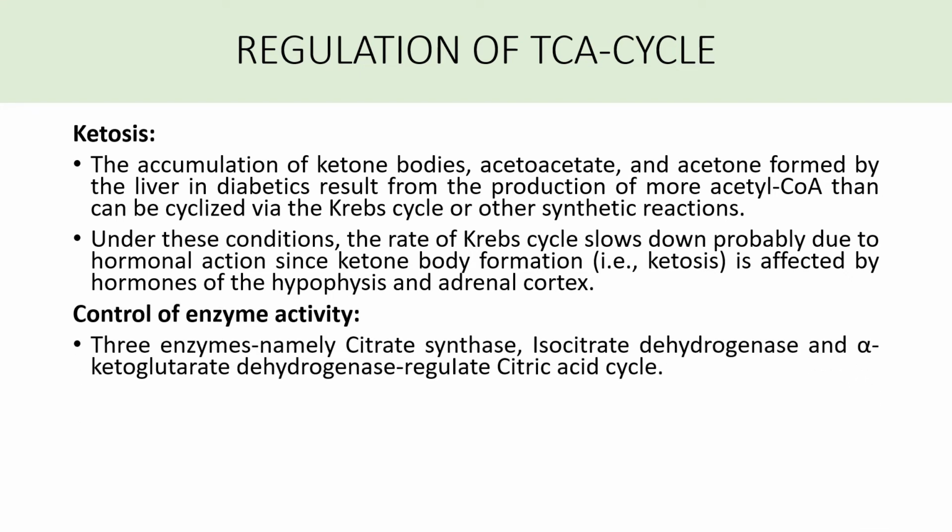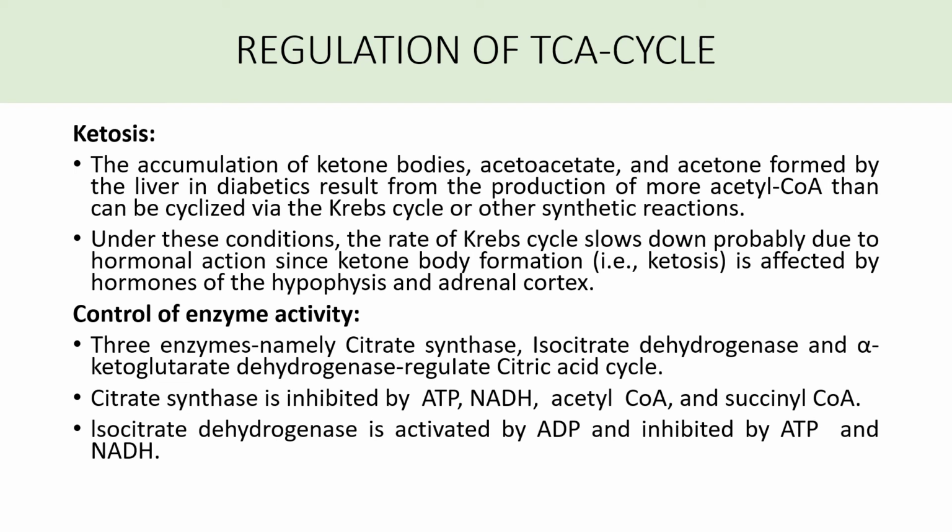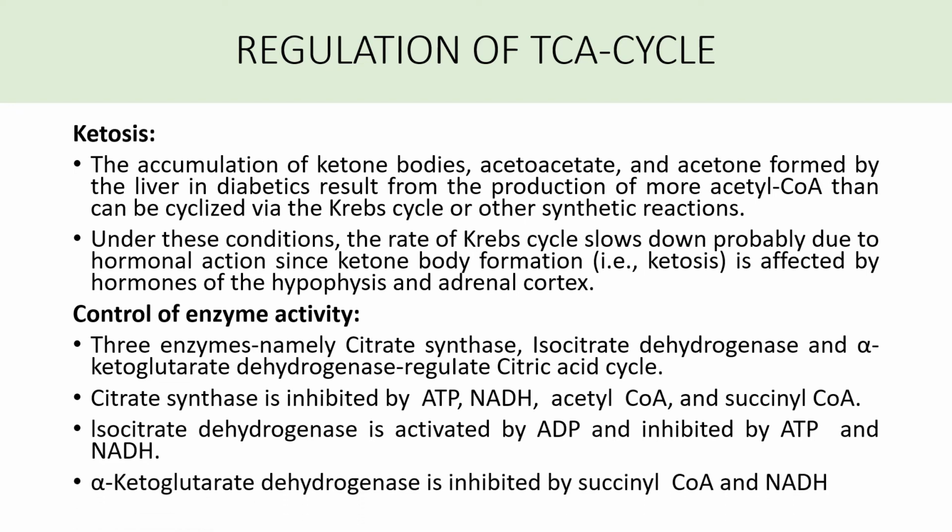Control of enzyme activity. Three enzymes, namely citrate synthase, isocitrate dehydrogenase, and alpha ketoglutarate dehydrogenase, regulate citric acid cycle. Citrate synthase is inhibited by ATP, NADH, acetyl coenzyme A, and succinyl coenzyme A. Isocitrate dehydrogenase is activated by ADP and inhibited by ATP and NADH. Alpha ketoglutarate dehydrogenase is inhibited by succinyl coenzyme A and NADH.